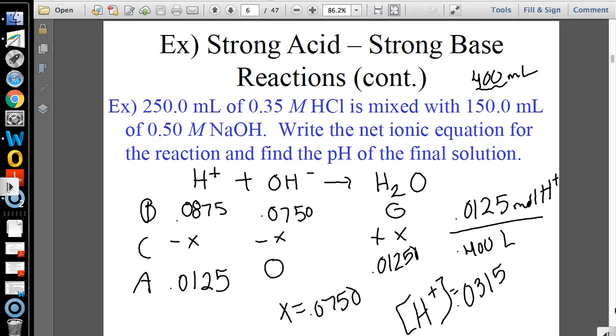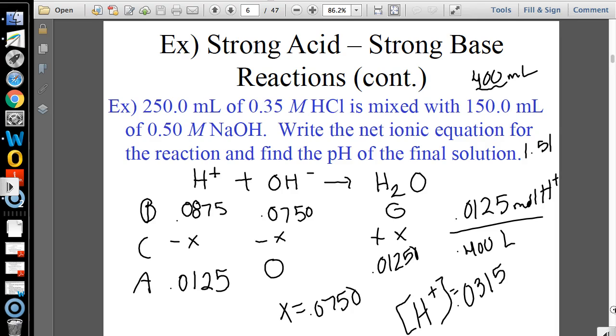So that's my concentration of hydrogen. And the negative log of that answer is the pH. And so I find the pH to be 1.5. And it's got 2 sig figs, so it's really 1.51. Are you okay?